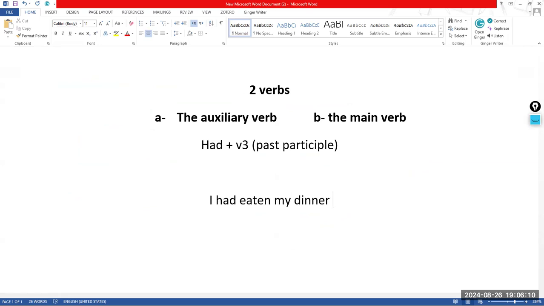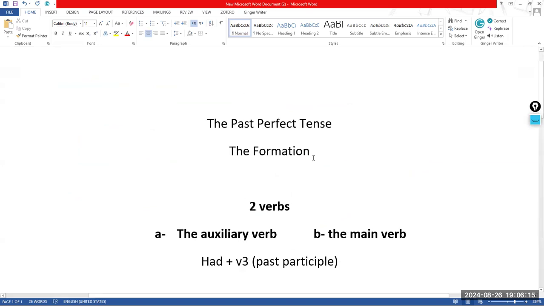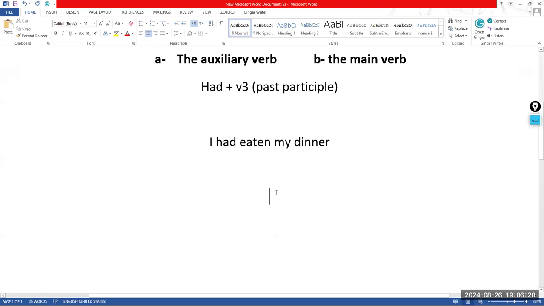Okay, now let's talk about the usage. After finishing talking about the formation, now it's time to talk about usage. Keep in mind, guys, that I have only one usage for the past perfect. The usage of the past perfect is you have to use it before the simple past. Or let me write, it should happen before the simple past. What do I mean by before the simple past?